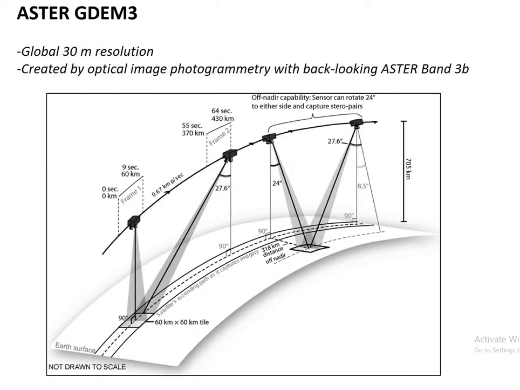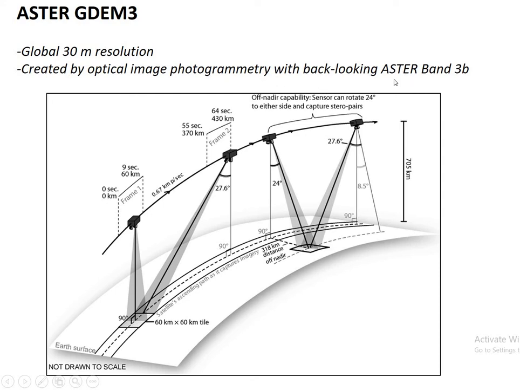Okay, so a third type of elevation data that's also pretty useful is called the ASTER GDEM, and it's now on version 3. This is another global elevation data set. It has a 30-meter resolution similar to the SRTM, and I think the creation of this ASTER data set helped promote release of the SRTM global set. This is different, though. This is created by optical image photogrammetry.